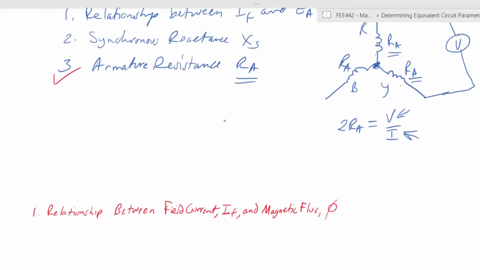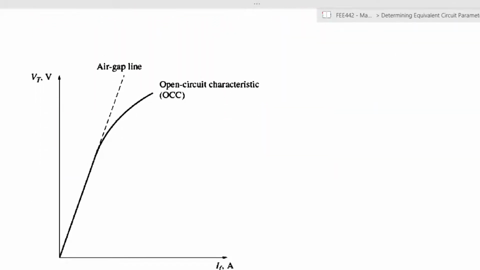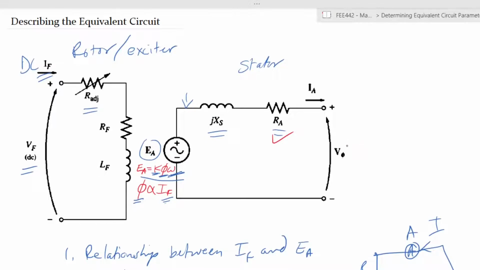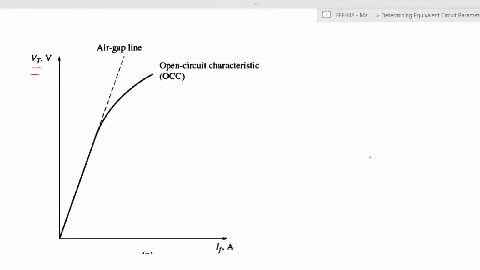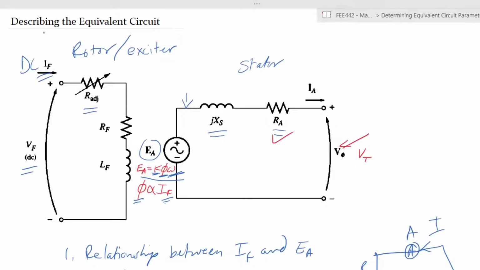So let's start with the relationship between field current, IF, and magnetic flux, phi. In the case of the three-phase generator, you will have a relationship that looks like that. Remember, your VT here is your terminal voltage as measured on the outside. Here it is indicated V phi, but it can also be called VT. That is your terminal voltage measured from the outside, and we want to see what the relationship of that terminal voltage is to the field current or the exciter current that we are applying, this DC current that we are putting here. What's the relationship between the two?